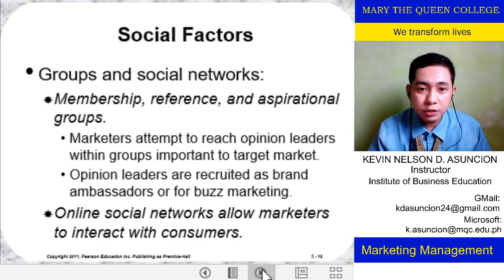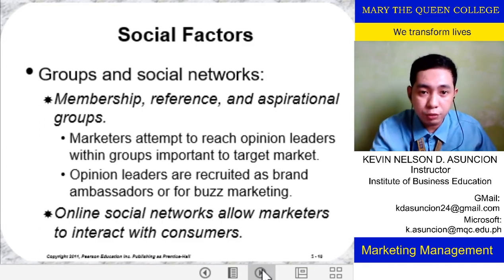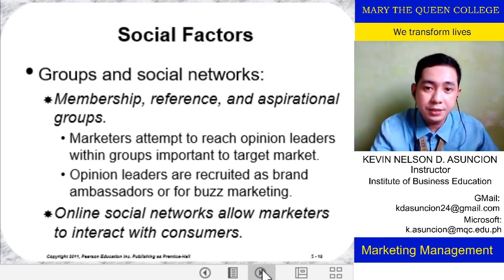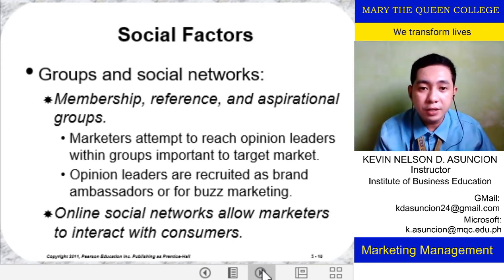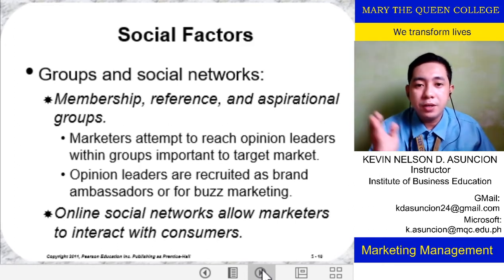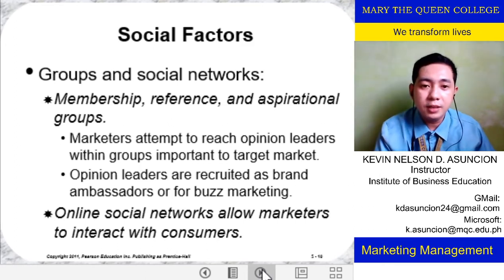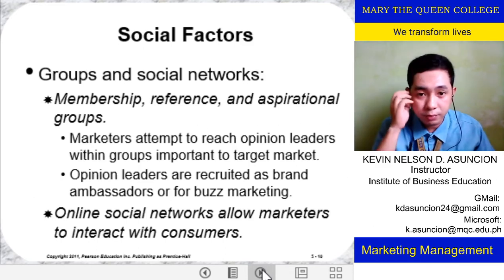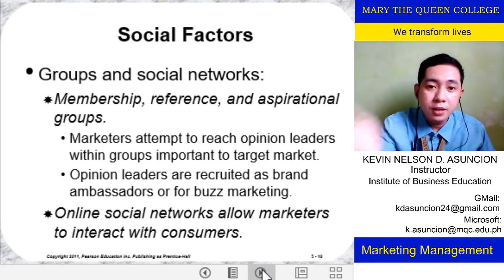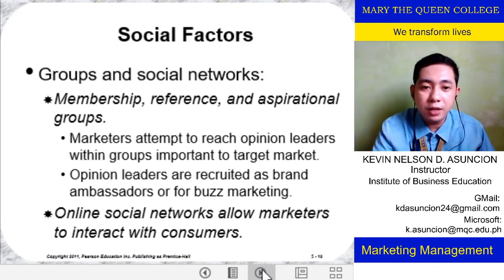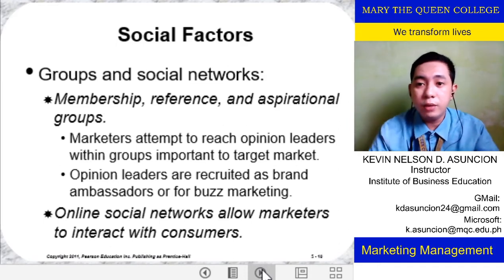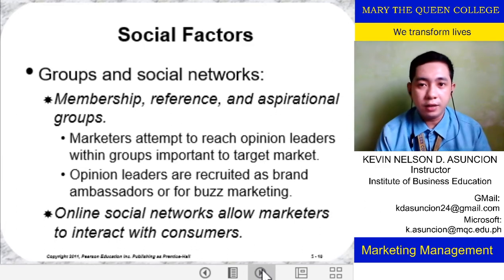Then your social factors include the groups and social networks, which are the membership, reference, and aspirational groups. Marketers attempt to reach opinion leaders within groups, which is important to the target market. Opinion leaders are recruited as brand ambassadors or for buzz marketing. And online social networks allow marketers to interact with the customers. That's one good advantage of online marketing right now, the digital marketing, wherein we can interact directly with the customers.